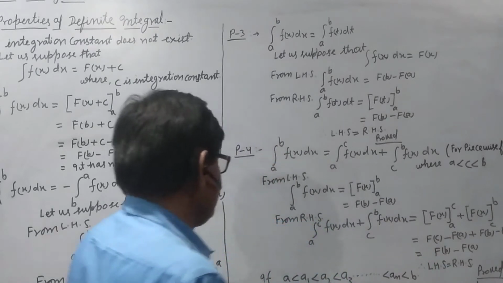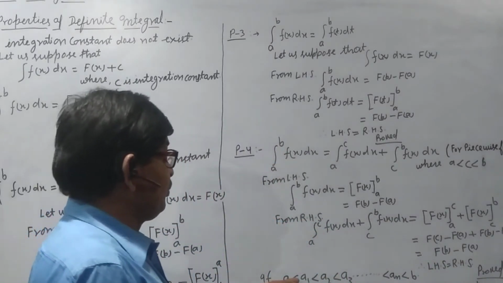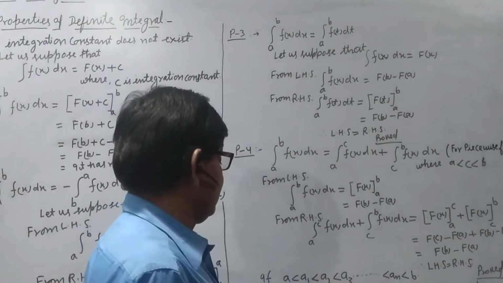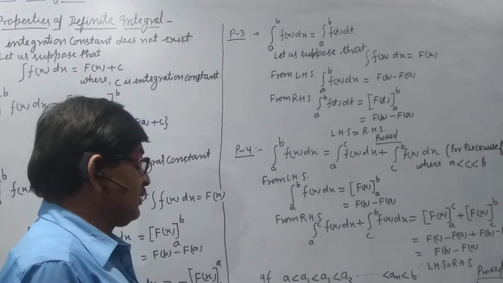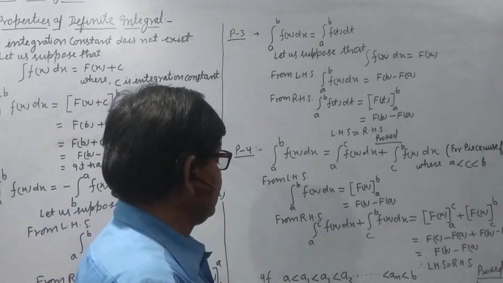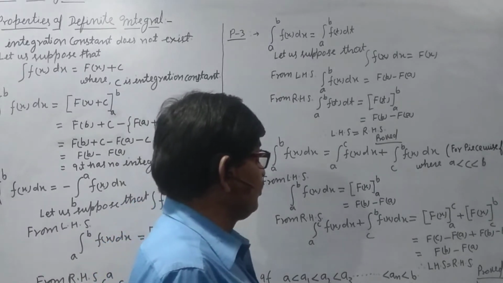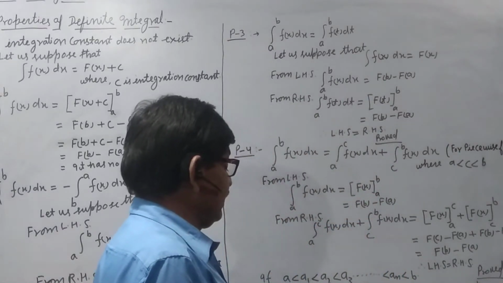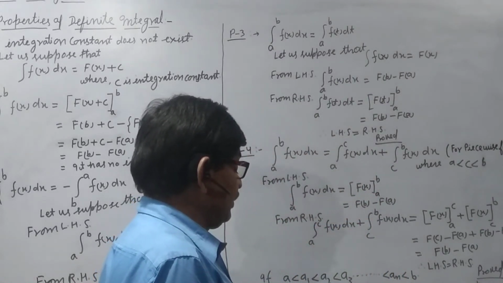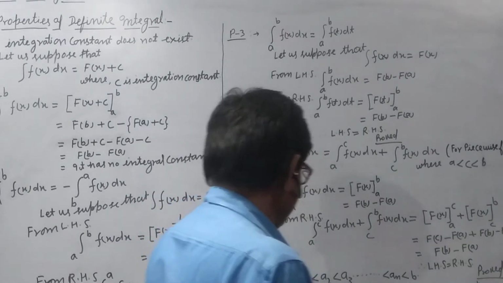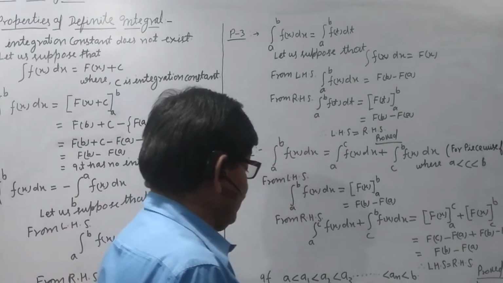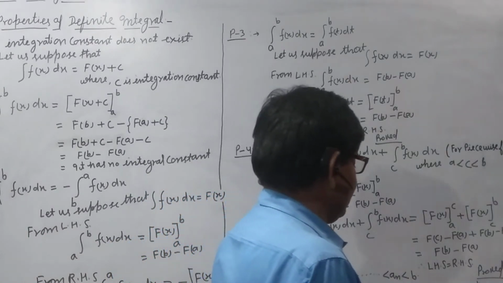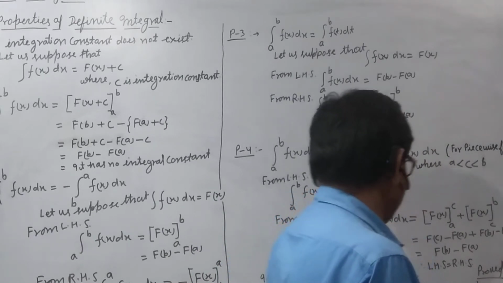Now if you take points between the limits a and b, a1, a2, a3, and so on, then the integral from a to b of f(x) dx equals the integral from a to a1 of f(x) dx plus a1 to a2, a2 to a3, and so on, up to an to b of f(x) dx. Now the integration of this is F(x), and putting the lower and upper limits, F(a1) minus F(a), F(a2) minus F(a1), F(a3) minus F(a2), and so on, up to F(b) minus F(an).